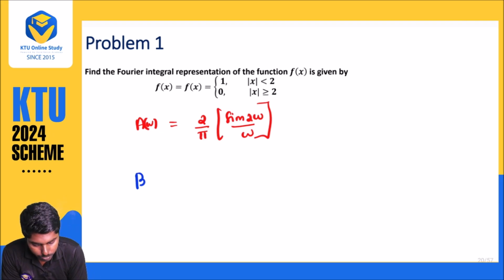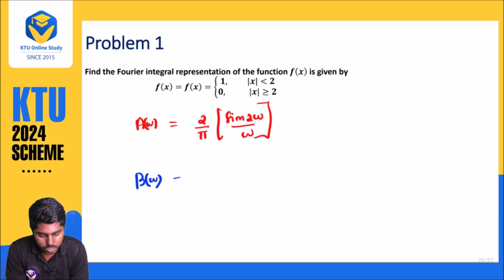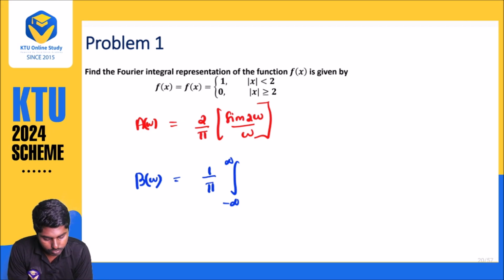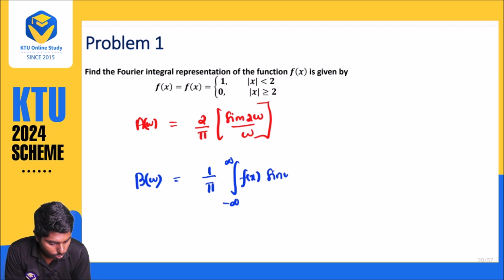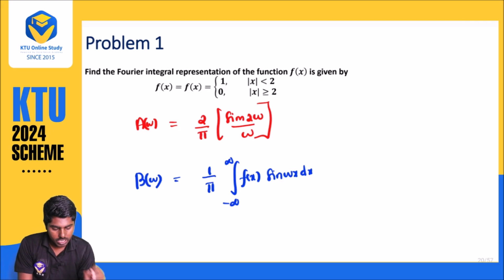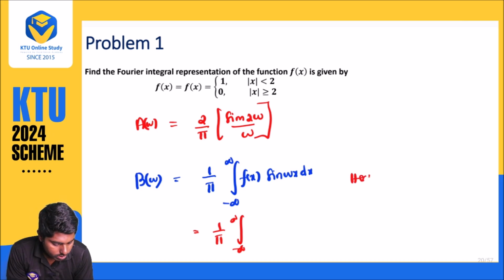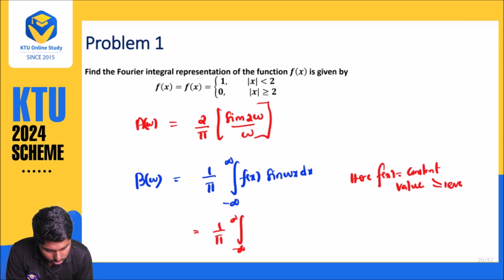Now we want to identify the b omega formula. B omega is 1 by pi, integral from minus infinity to infinity, f of x sin omega x dx. So here, what is f of x? F of x is 1 and 0, that is a constant value. A constant value is an even function.